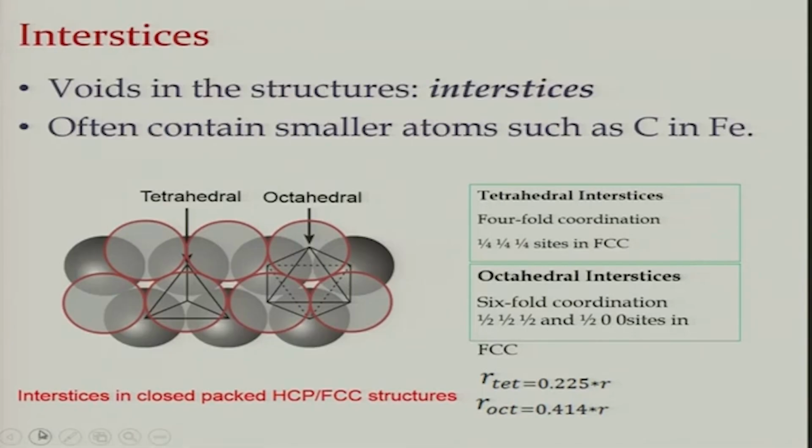These holes are called voids or interstices. They are useful because often they contain impurities. Smaller impurities such as carbon can go and sit in there in iron. And this is useful because carbon is the one which provides strength to iron, otherwise iron will be very weak.